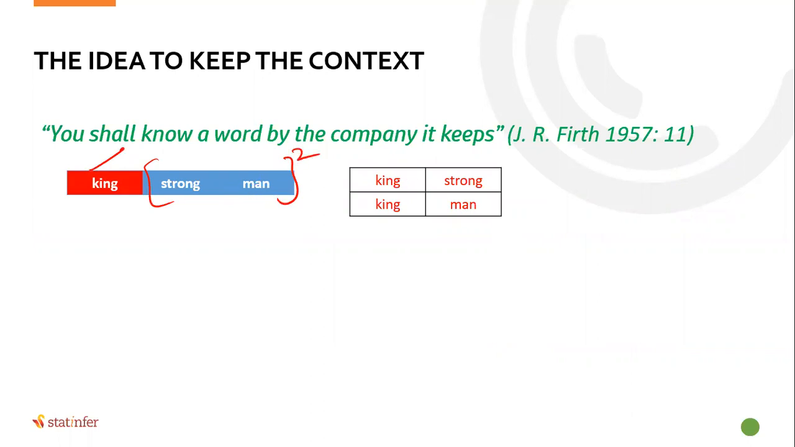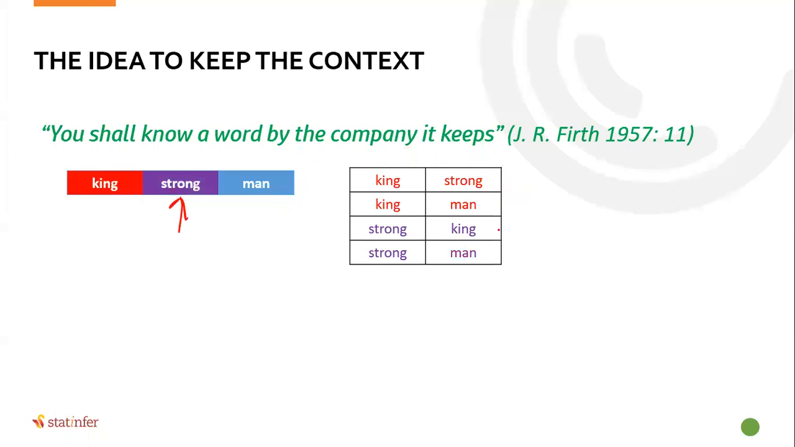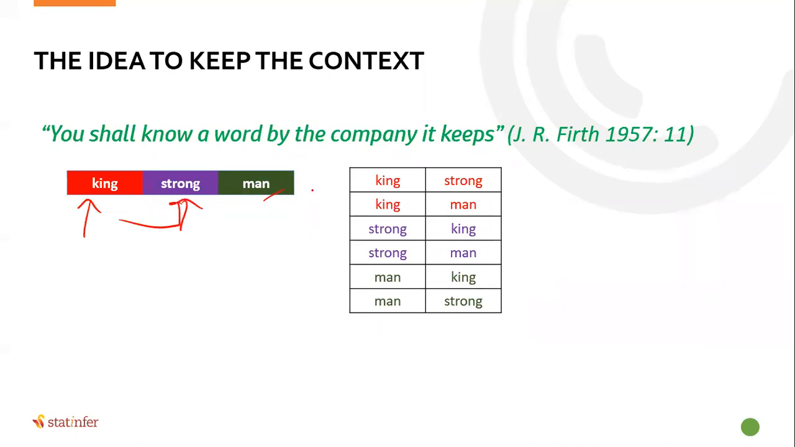So king is the word, and the context here is strong. King is the word, context here is man. Strong is the word, context is king. Context is man. Basically, context means what? Surrounding words. Man, the surrounding words are king and strong. If it is a longer sentence, maybe 2 more words will also come here.